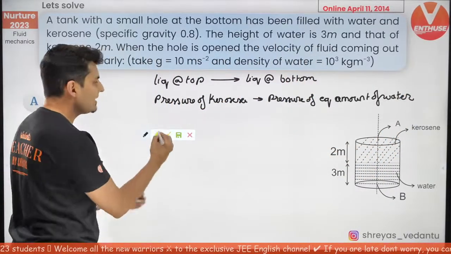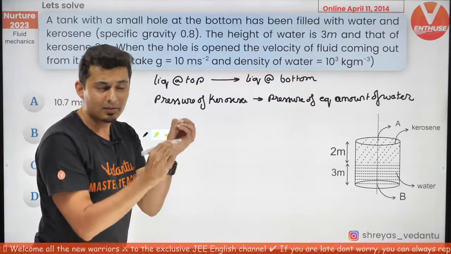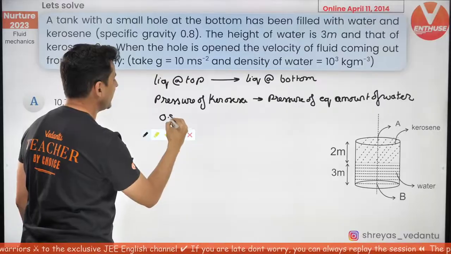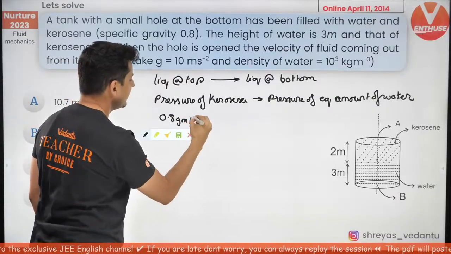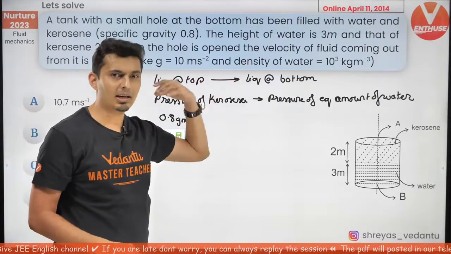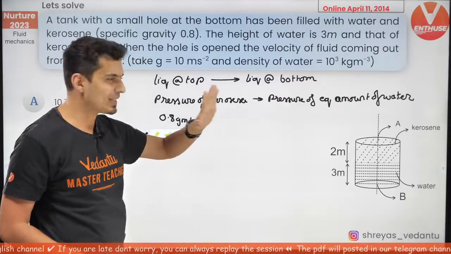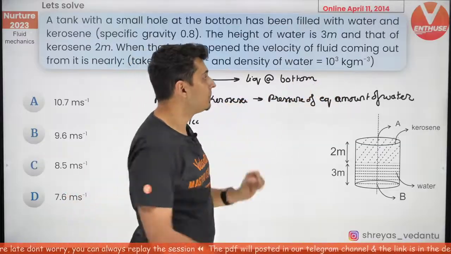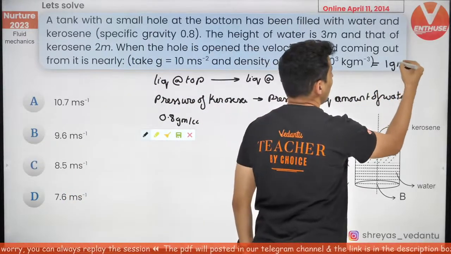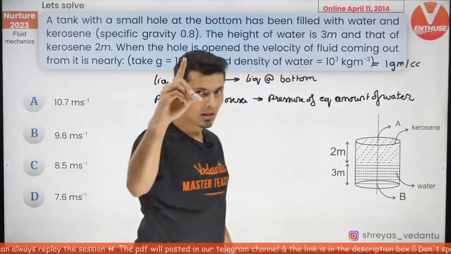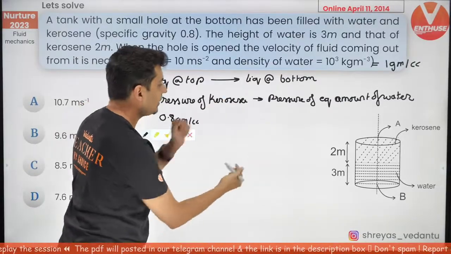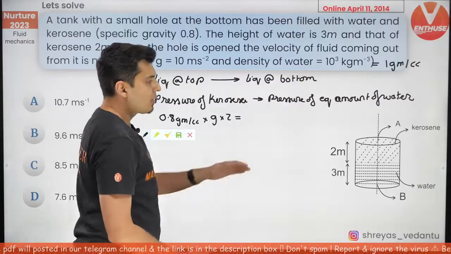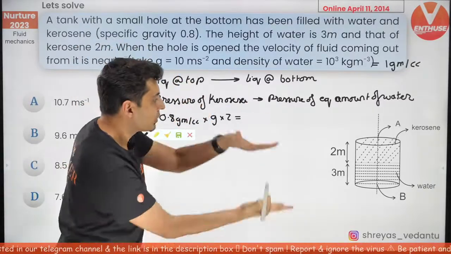What is the pressure of kerosene? It will be density times g times h. Density of kerosene, g, into h. What is density of kerosene? It is 0.8 gram per cc. Specific gravity and grams per cc will always come out to be the same thing because this is relative to water. This is kg per meter cube, which is actually 1 gram per cc. That's in CGS unit. What's the height of kerosene? Height of kerosene is 2. What is the height of water that you're going to convert it into?